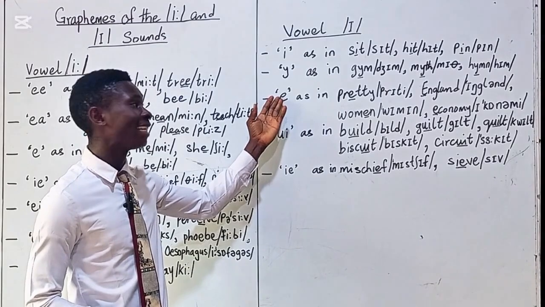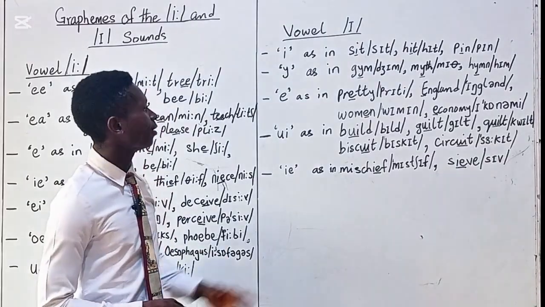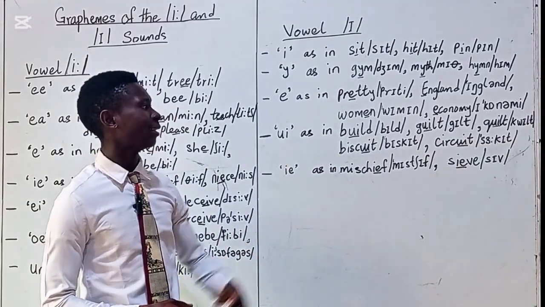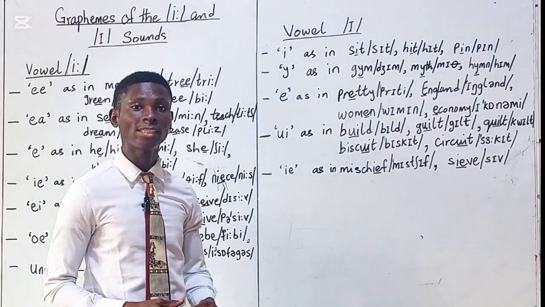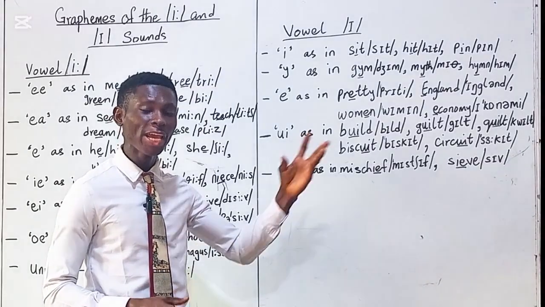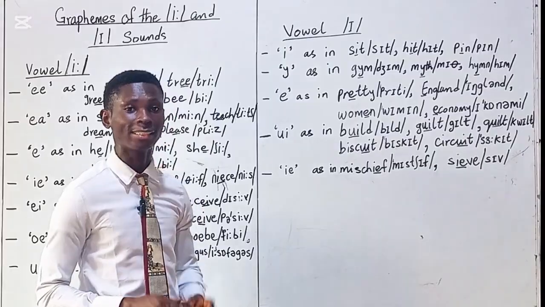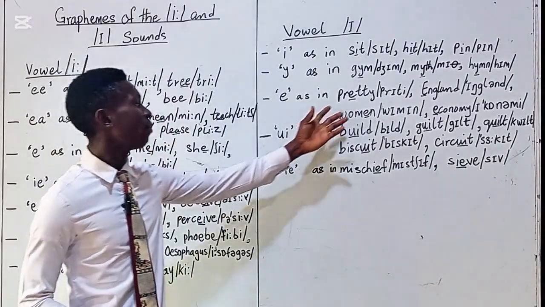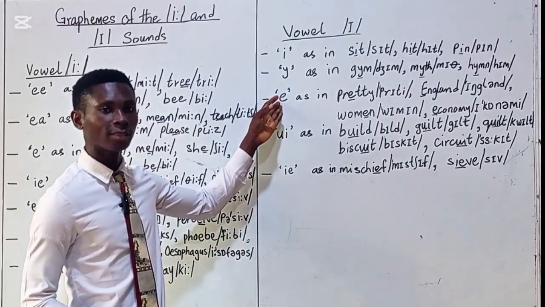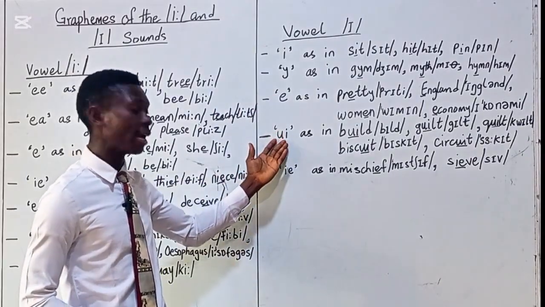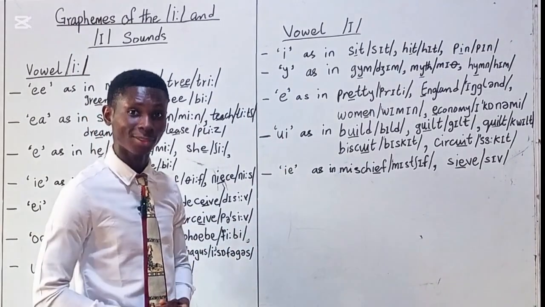We also have letter E as a grapheme of vowel number 2, as in pretty. England. Note the word England. It is not "Eng-land" with a different vowel, so it is England, the same way we pronounce English. That is the sound. All right, so we have women, economy, in other words, under the grapheme E. Again, we have this particular grapheme that most people mispronounce.